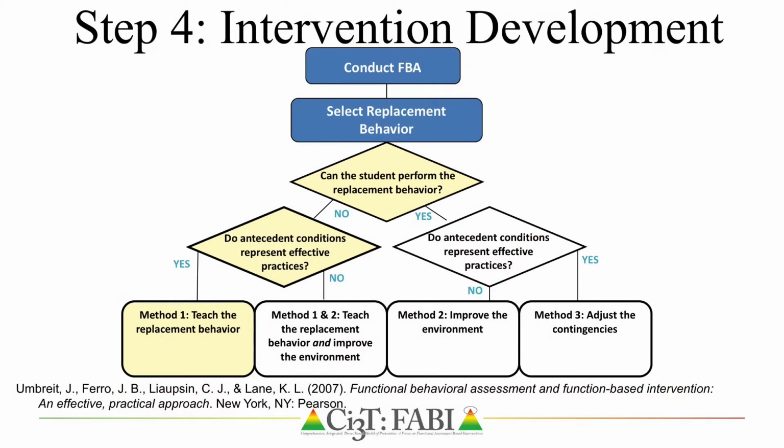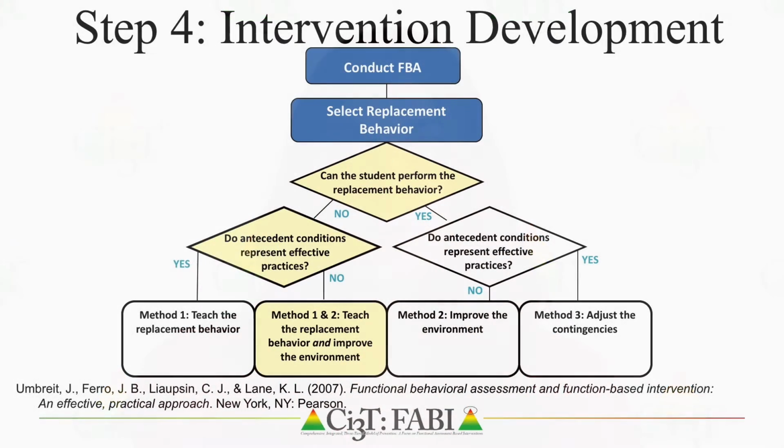Method 1, teach the replacement behavior, which is for students with acquisition deficits, meaning they are unable to perform the replacement behavior under any given condition. Method 2, improve the environment, and Method 3, adjust the contingencies, are methods typically selected for students with performance deficits, meaning they are able to perform the replacement behavior, but aspects of the environment or contingencies need to be adjusted to support the student performing this replacement behavior. Lastly, Method 1 and 2 is a combination of teaching the replacement behavior along with improving the environment.